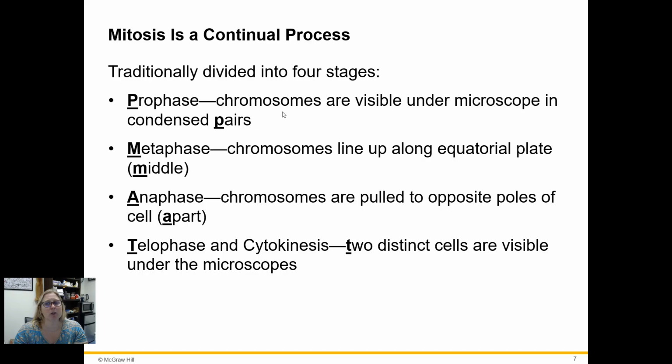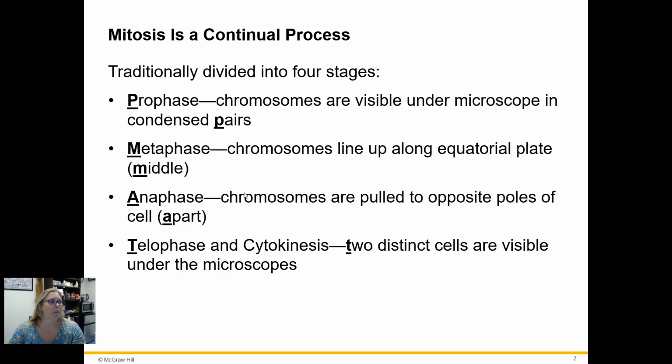Prophase is when the chromosomes are visible and they're condensed in pairs. Metaphase is where we see the chromosomes line up in the middle. Anaphase separates that centromere and pulls my sister chromatids to opposite sides. And then telophase reforms the nuclear envelope. Cytokinesis often occurs at the same time as telophase, but they are 2 separate things. Remember that mitosis includes PMAT, and then cytokinesis is separate. It's its own process in the cell cycle.